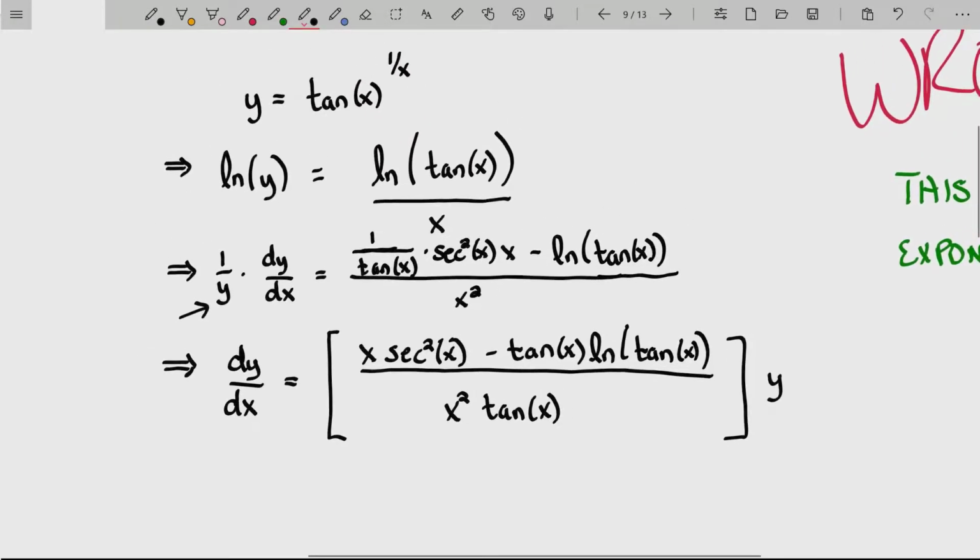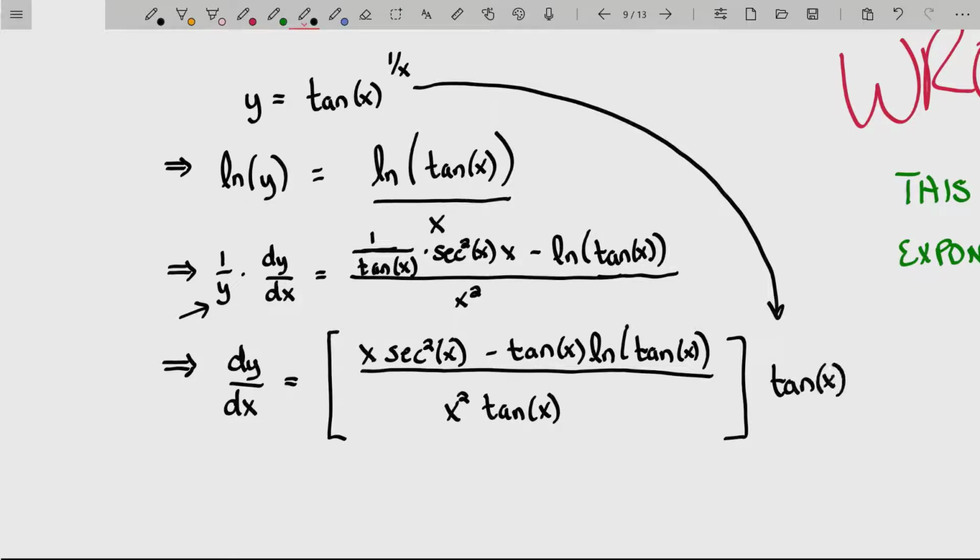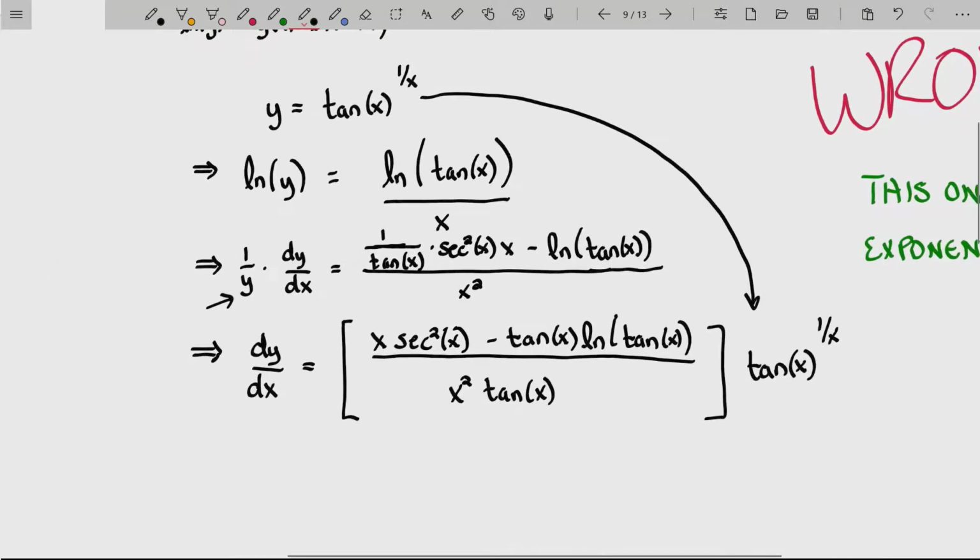Well, y is tangent of x to the 1 over x. So I'm going to go ahead and take that and plug that in right here. So I'll go ahead and plug in tangent of x raised to the 1 over x power. And that is completely done. There's nothing else you can do with that.